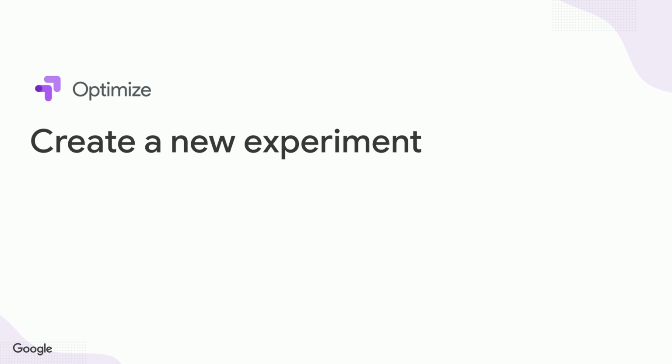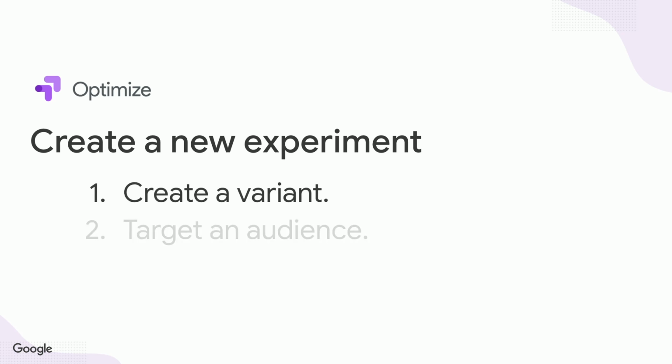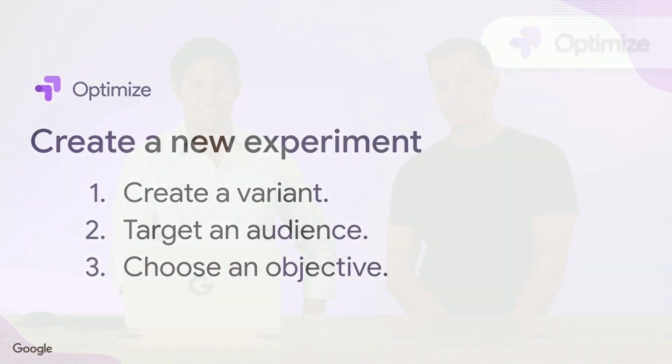Now, you may hear a couple of new terms here, but don't worry, we'll describe all of them later in this video. So you create an experiment in Optimize in three quick steps. First, create a variant, then target an audience, and finally, choose an objective. Now, Q, wanna show us how it's done?